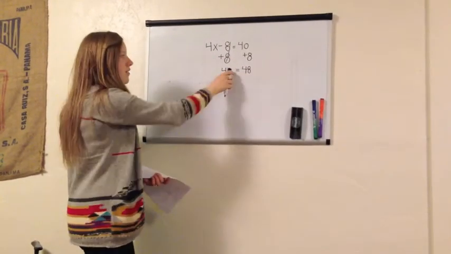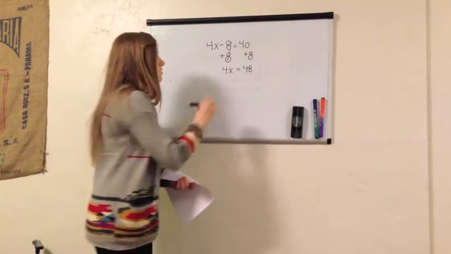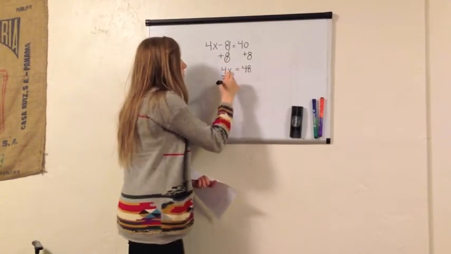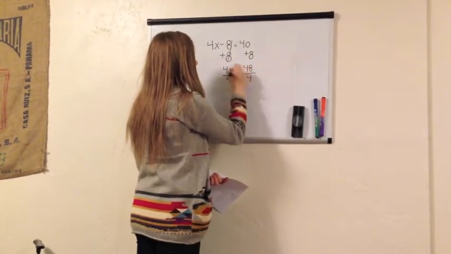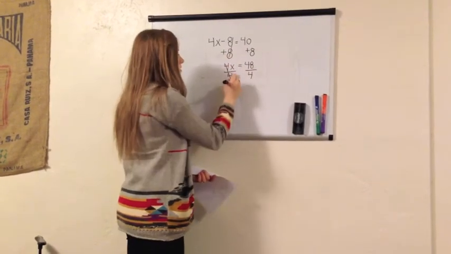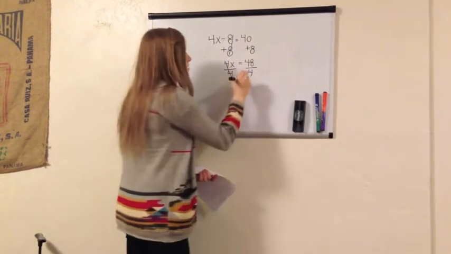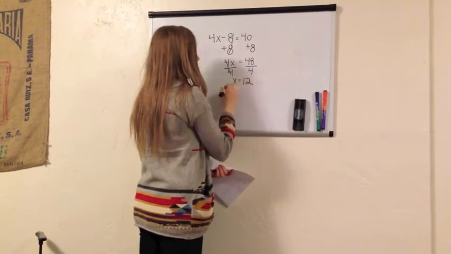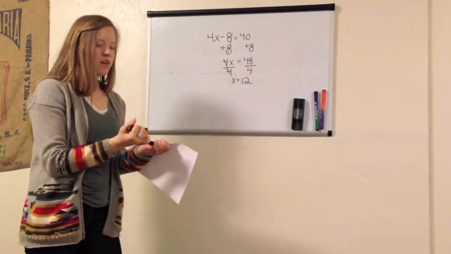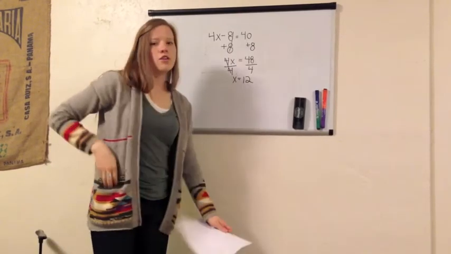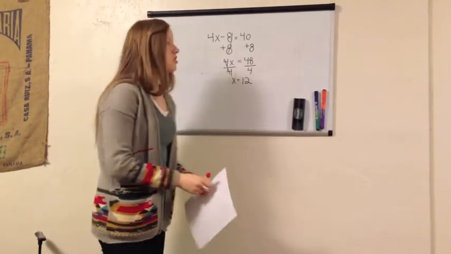And now we don't have any adding or subtracting, so we're able to divide. Divide by 4 on both sides. Cancel out those 4's, and we have an x remaining. What's 48 divided by 4? I believe it is 12. And so we have x equals 12. Now, after you get an answer, it's always good in a linear equation to check your work.